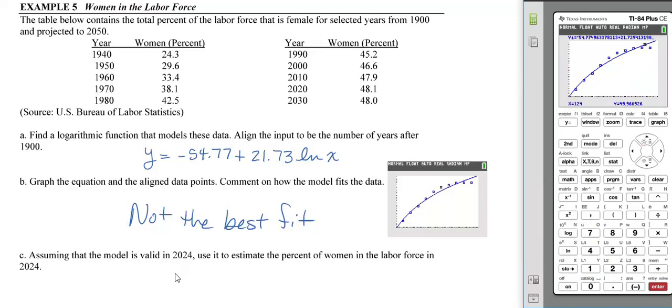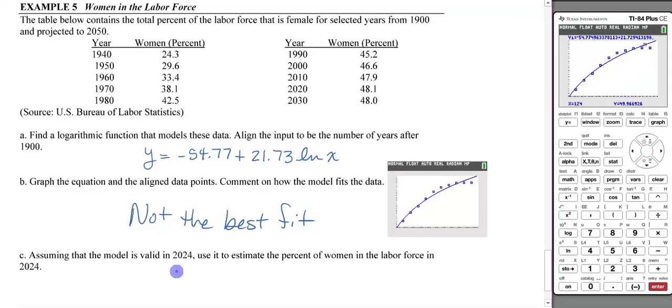And so that would be about 50%. About 50% of women in the workforce, in the labor force in 2024.